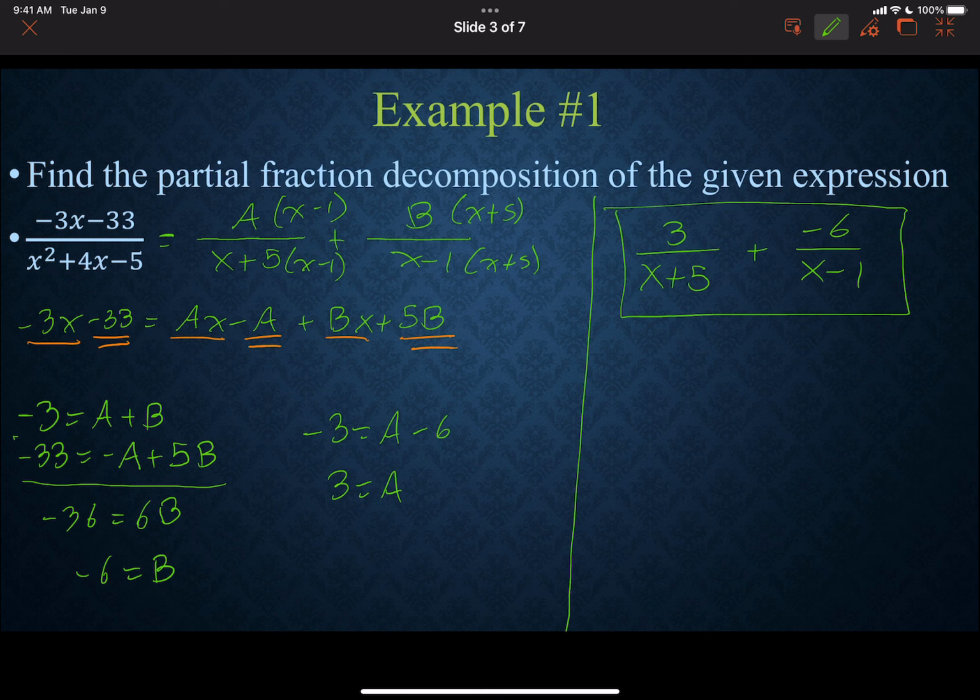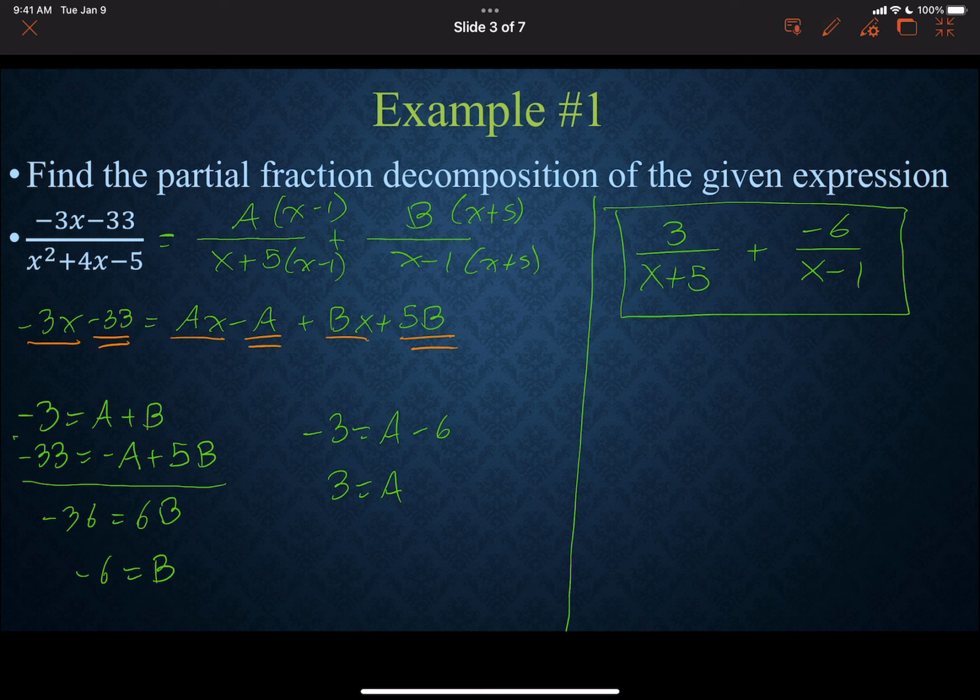And that would have created the single fraction negative 3x minus 33 over x squared plus 4x minus 5 if we were to go through and actually get a common denominator and combine them. But the idea is we're splitting it up. And this idea of splitting up is very useful for things that we're going to talk about next year in calculus. When we talk about integrating certain rational functions, the idea of partial fractions will be very helpful to split them up to make it easier to do.